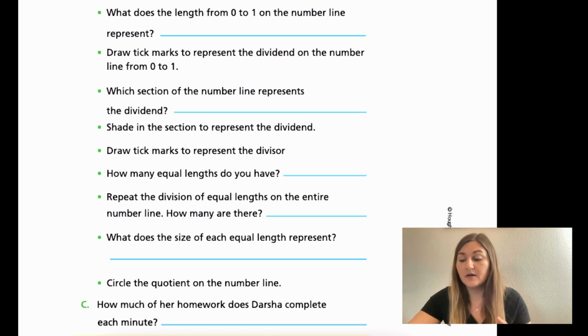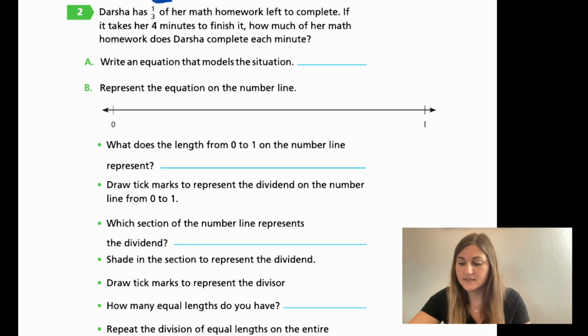All right, great work. Awesome job. Let's go through this. So for A, write an equation that models the situation. So remember, I have 1/3 and I have 4. Was it the 4 minutes that I'm splitting up, or was it the 1/3 for homework that she's splitting up? Because remember, look at the question. How much of her math homework does Darshia complete each minute? You can usually go back to the question. What is it asking? That's the dividend. So I start with my 1/3 and I divide it by the 4 minutes.